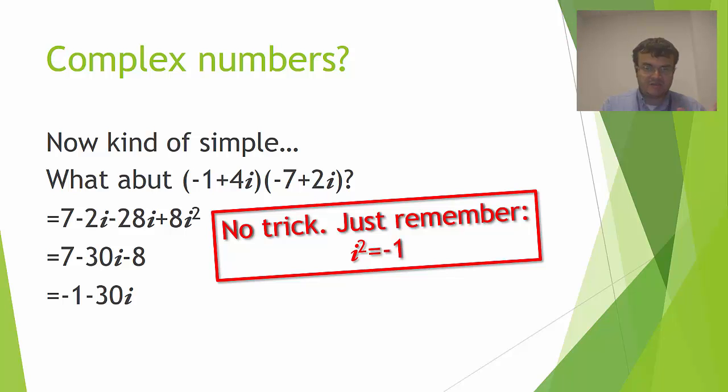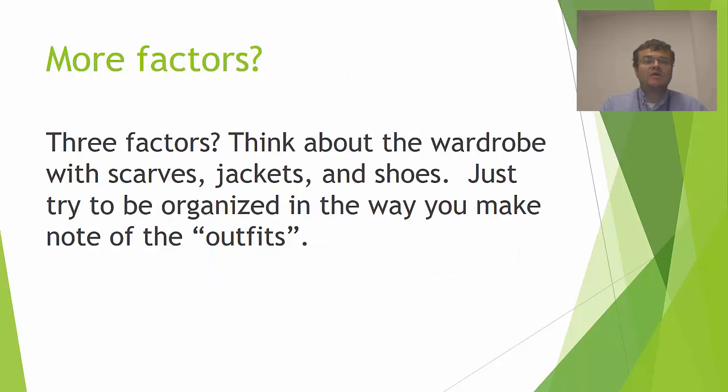That's the answer. So what happens when you have more factors? When you have more factors, it's basically the same explanation as the wardrobe. Just think about, for example, scarves and jackets and shoes. So you get one scarf, one jacket, one pair of shoes, and you do the combination. It's the same here. One in one factor, one in the other factor, one in the final factor if you have 3. If you have 4, the same thing.